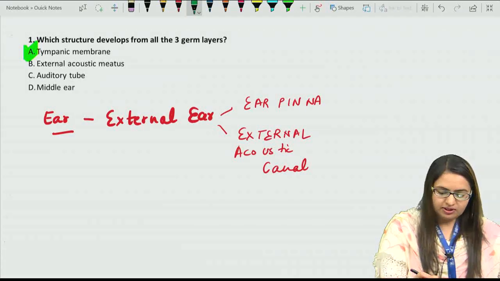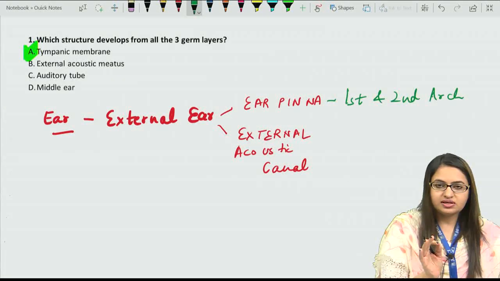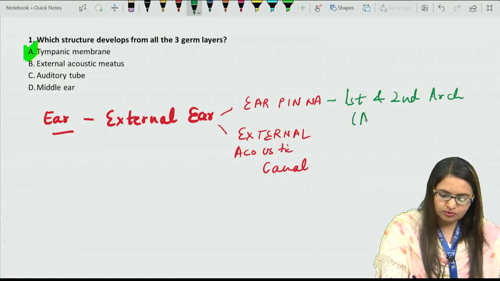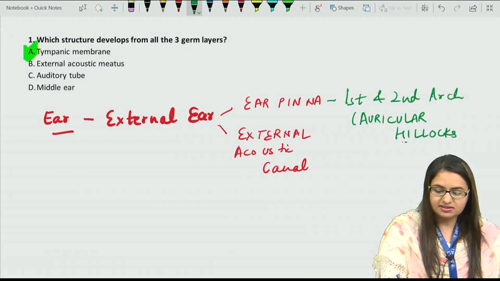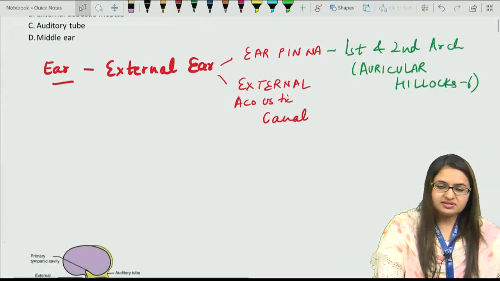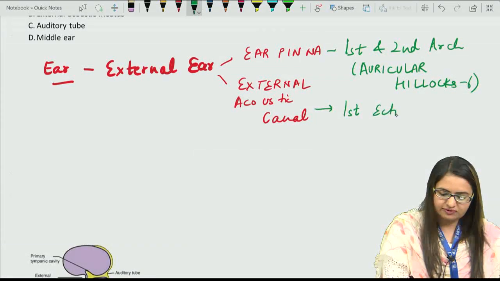Now the ear pinna is derived from the first and second arches. The first and the second arch give rise to 6 auricular hillocks which surround the external acoustic meatus and give rise to the ear pinna. So we use the term auricular hillocks, and these are 6 in number. Now the external acoustic canal develops from the first cleft, the first ectodermal cleft.